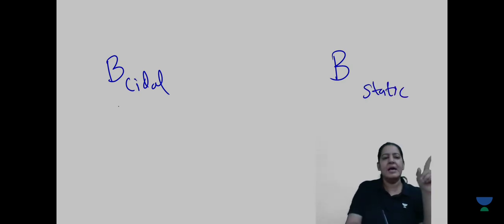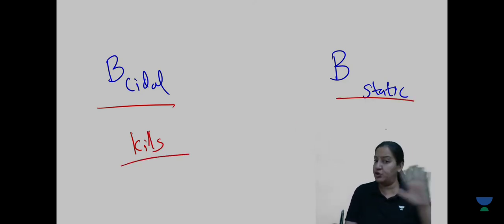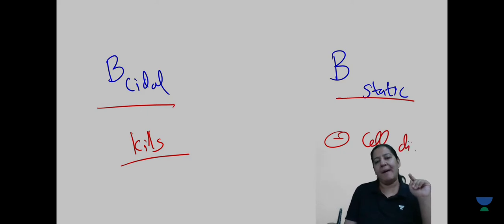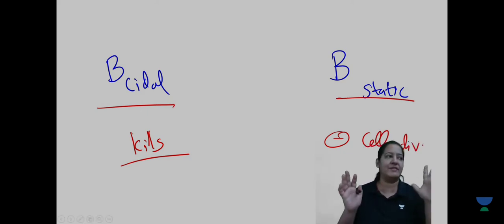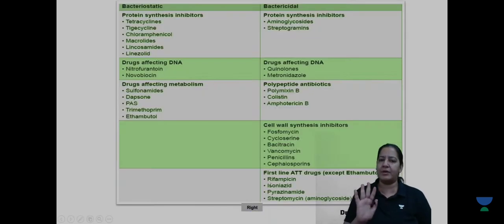Can you tell me the difference? Cidal are the ones which kill bacteria. Static are the ones which do not kill the bacteria but inhibit cell division in the bacteria, the binary fission. Give me a thumbs up, everyone. So that is based on their action. They are of two types, bactericidal and bacteriostatic.